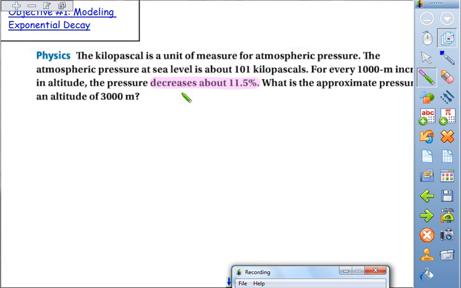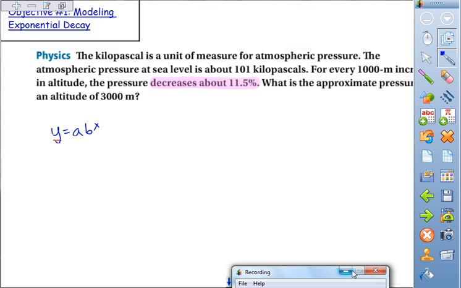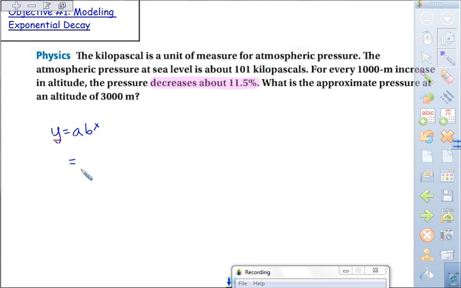So in the word problem, it says our pressure decreases at about 11.5%. So that's telling us that this is an exponential decay model. So we are going to use the formula y equals a times b to the x. So if we look at our initial sea level, we're at 101, and our pressure is going to be 1 minus that rate. And we are doing that for 3,000 meters.